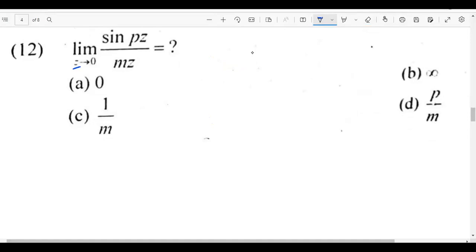So differentiation of sine is cos, right? Yes. So cos of 0 is basically 1, so p by m, and that is not 0. So p by m is the answer. Okay, and can you try doing it, Alina?